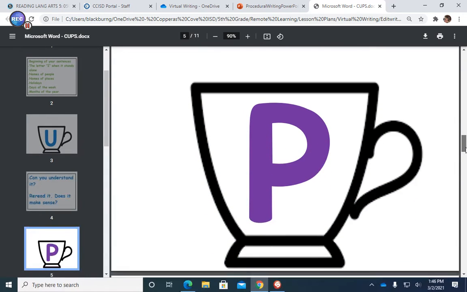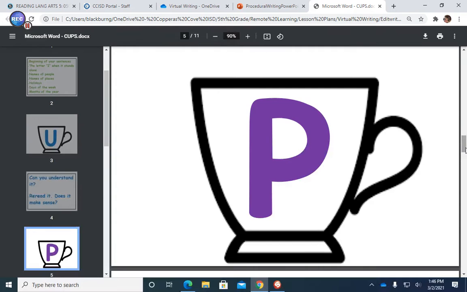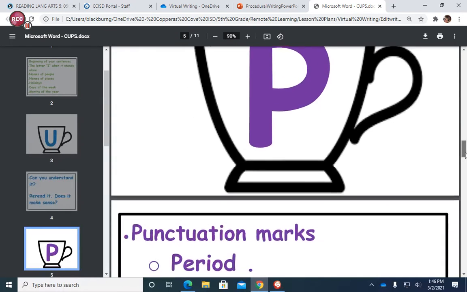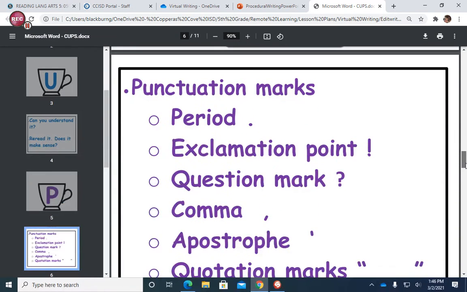Okay, so next we're going to look at the P in CUPS. The P stands for punctuation. Do you have your period in the correct place? Now, that's another important reason why you need to reread it, because we know the period is at the end of the thought, and that's where you would stop naturally and take a breath. If it doesn't fall naturally in the sentence where you would take a breath, then you've put your period in the wrong place. So reading your paper or your draft out loud is important.